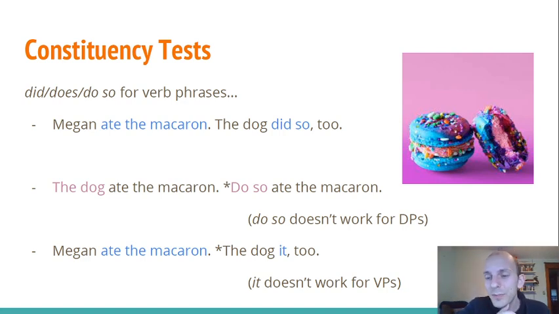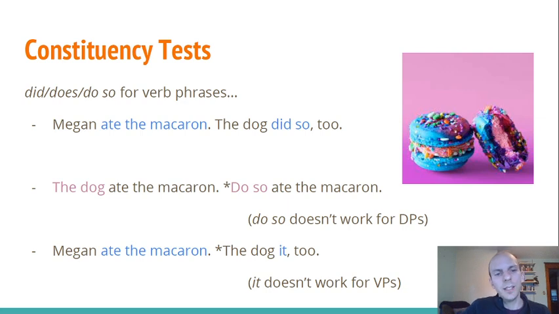When it comes to verb phrase type things, if we suspect, for instance, that it's a verb phrase, we have to substitute something else, like a do so, or a did so, or a does so, or whatever. So for ate the macaron, Megan ate the macaron, we can substitute did so for that entire phrase, ate the macaron. So we have the sentence, Megan ate the macaron, the dog did so too. And so the question we ask ourselves here is, what does did so stand for? What's it replacing? And it's replacing ate the macaron. That's a good sign that ate the macaron is in fact a constituent, that substitution still.